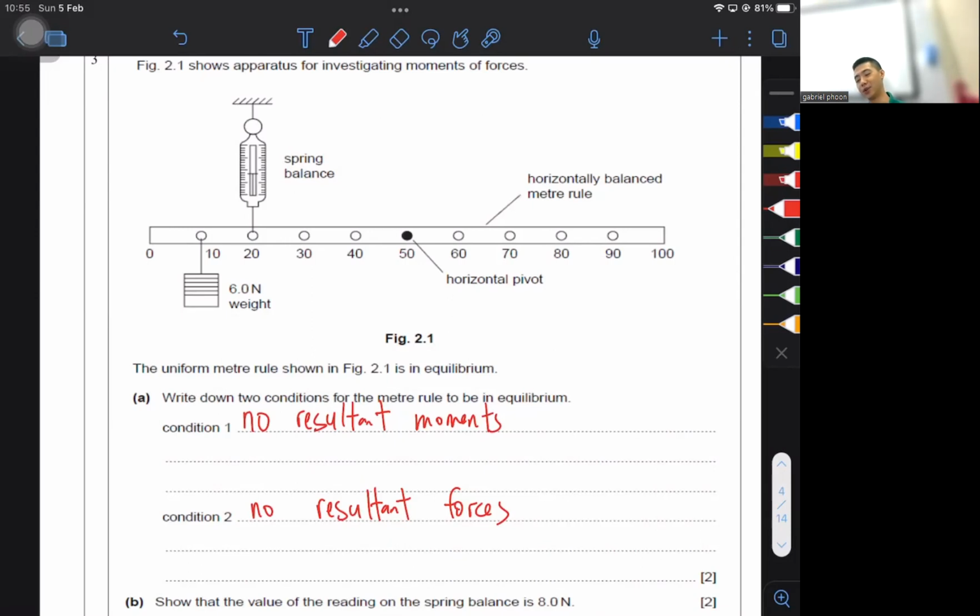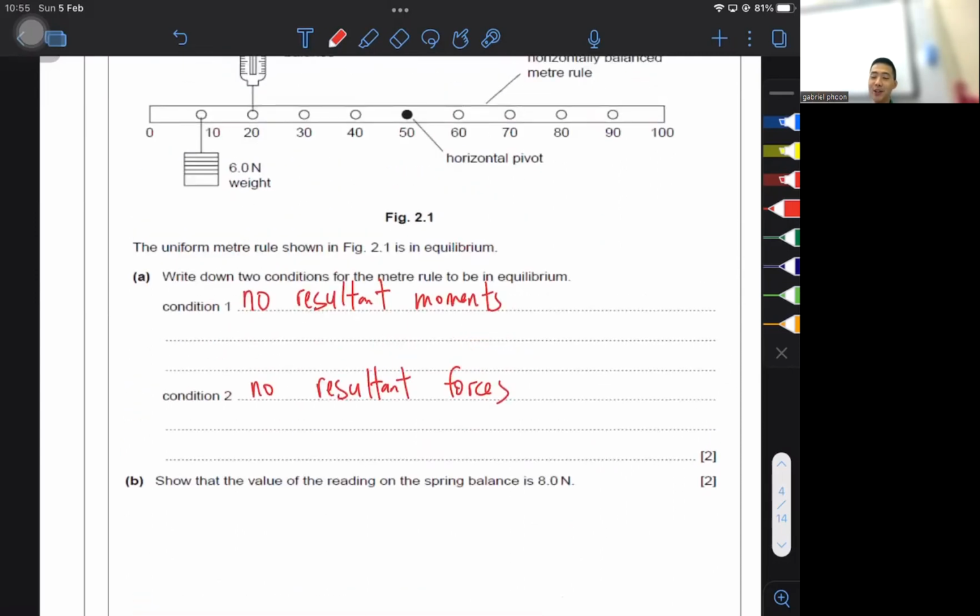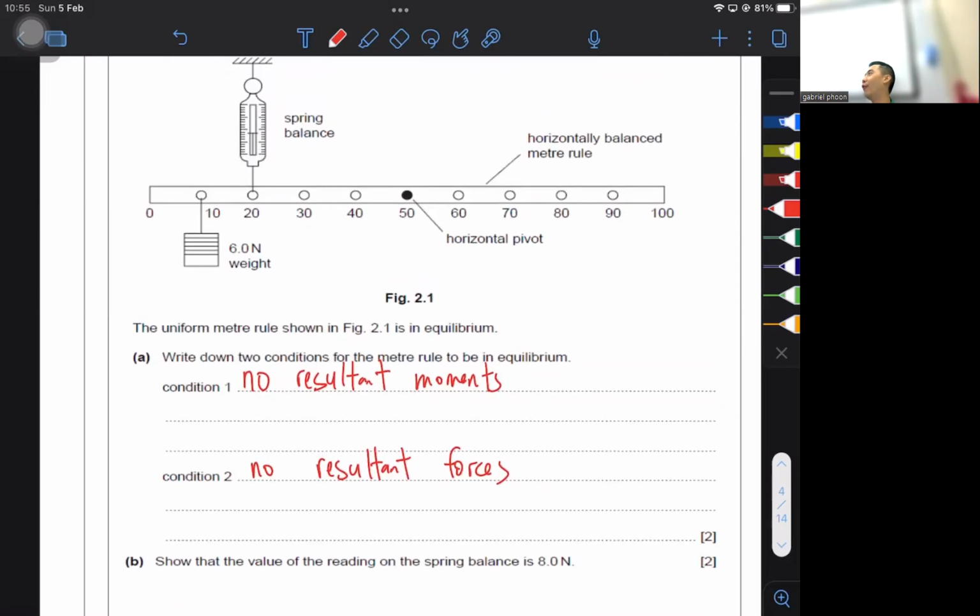Okay, then after that, the next question here. Everyone, I tell you, this moments question is literally the bane of all the students. Everyone for sure panics when they see moments. But if you think about moments, guys, the dead giveaway is whenever you see the word pivot, for sure they're gonna test you on moments already.